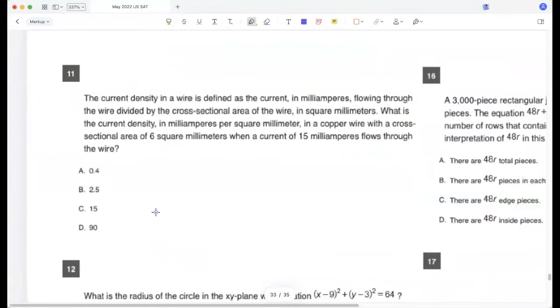The current density in a wire is defined as the current in milliamperes flowing through the wire divided by the cross-sectional area of the wire in square millimeters. What is the current density in milliamperes per square millimeter of a copper wire with a cross-sectional area of 6 square millimeters when a current of 15 milliamperes flows through it? So current density would be the current divided by the area. So 15 divided by 6, which is 2.5.